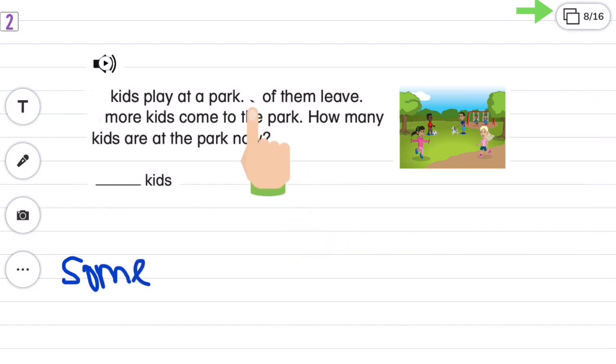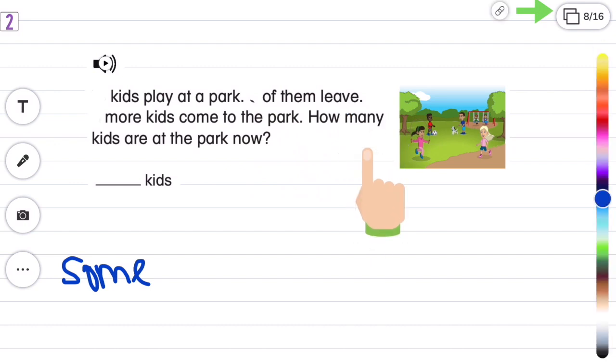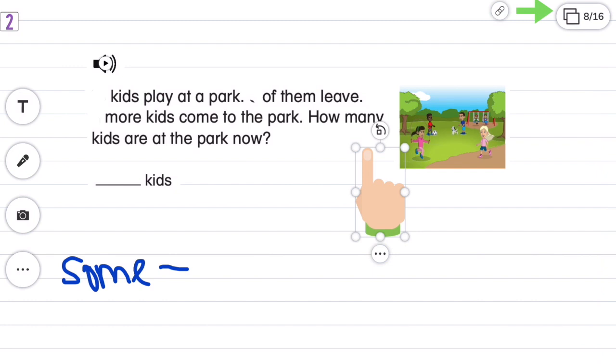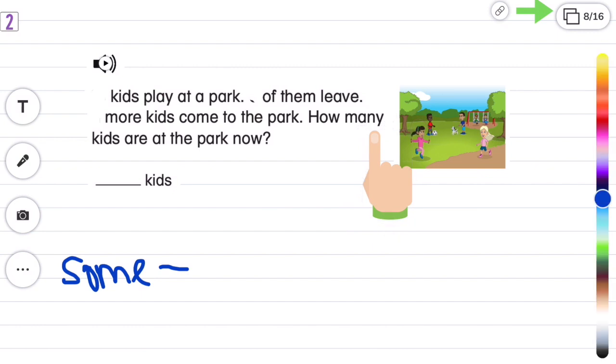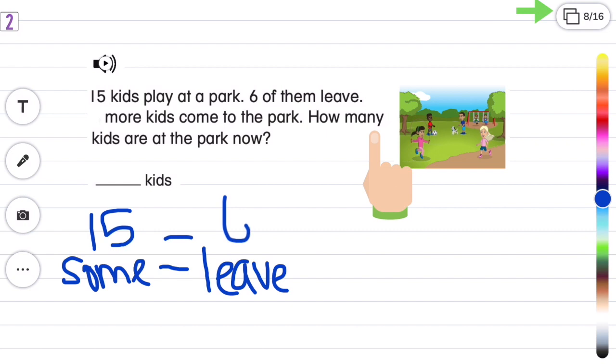Then it says, blank of them leave. I know if someone or something leaves a place, that means the number of people that are there gets smaller. So that is a subtraction. Blank more kids come to the park. Oh, so we have a couple steps to figure out. Let's look at our first two numbers first. Was the leave number. So 15 were there and 6 of them leave. When 15 is the whole and 6 is the part, 9 is the other part.